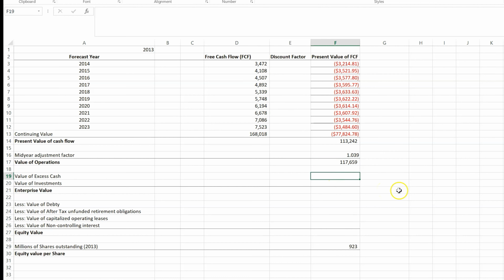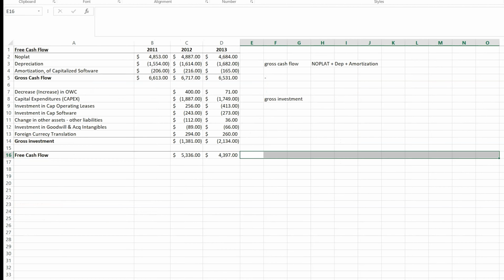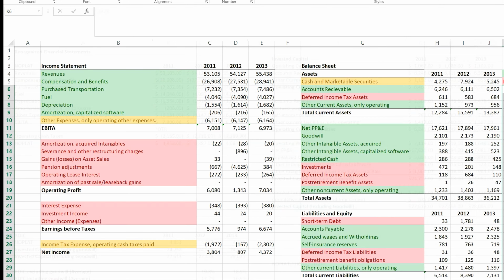That is not the entire value of the firm, because there are some assets that were not considered operational assets, and because they weren't considered operational assets, we didn't include them in our value. So the total enterprise value of the firm includes also any non-operational assets. So anything on the balance sheet that we did not include in our original reorganization. So that would be excess cash here.